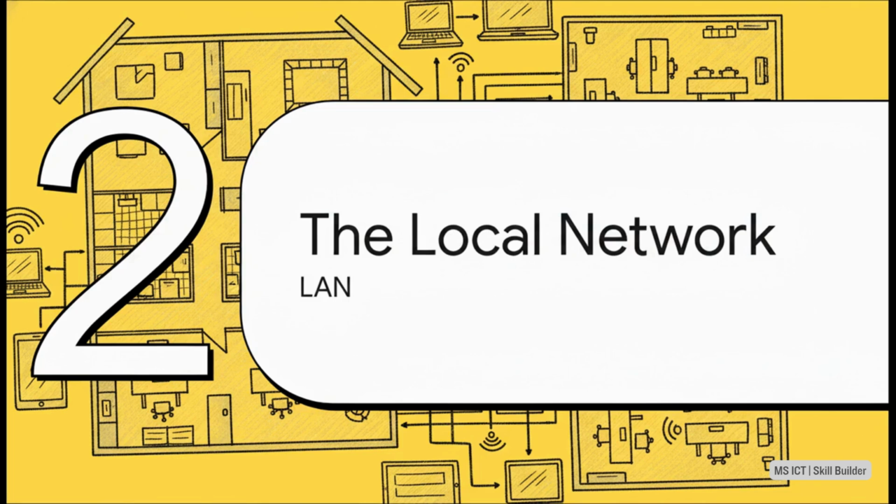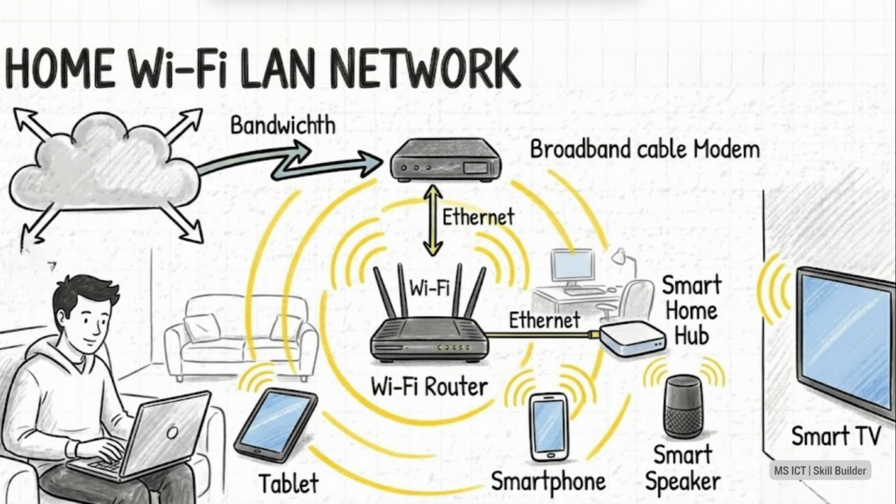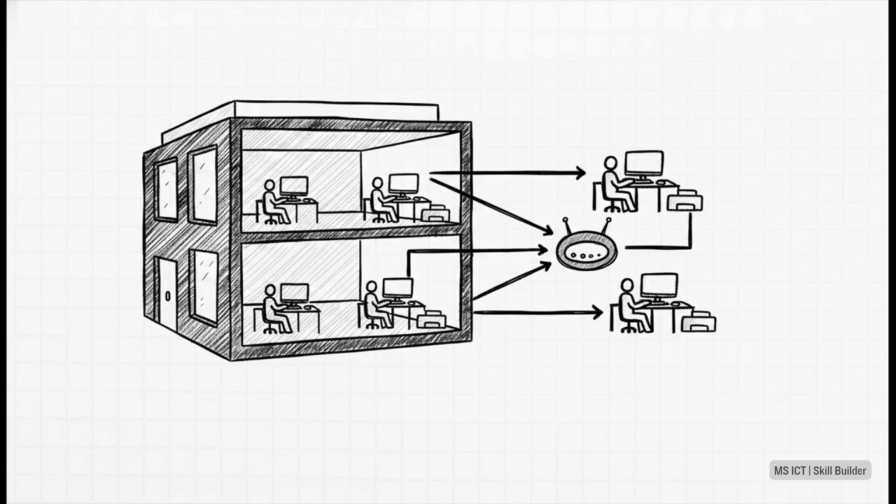Your home Wi-Fi, that's the perfect example of a LAN. The whole family can connect their phones, tablets, and laptops to that one wireless network. Maybe to share photos that are on a central hard drive. See, it's all happening right there under one roof.